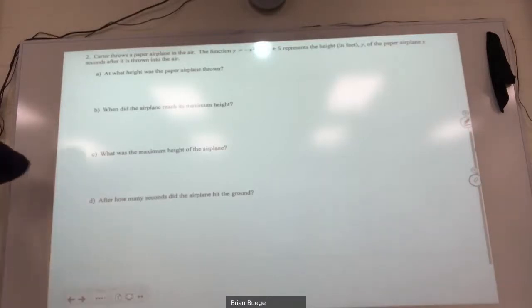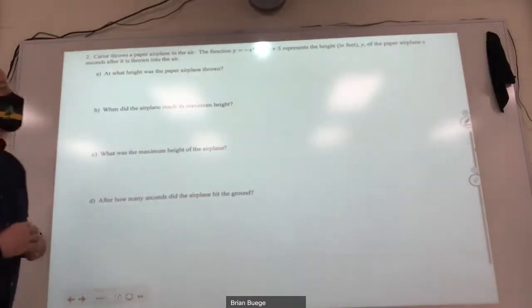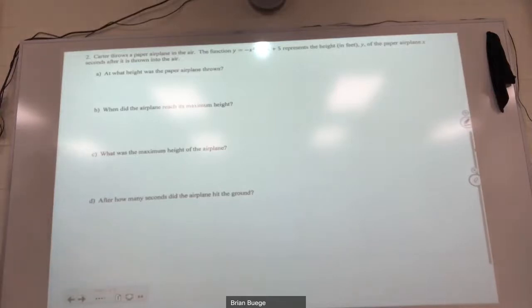Okay, so Carter throws a paper airplane in the air. The function y equals negative x squared plus 4x plus 5 represents the height in feet y of the paper airplane x seconds after it is thrown into the air.